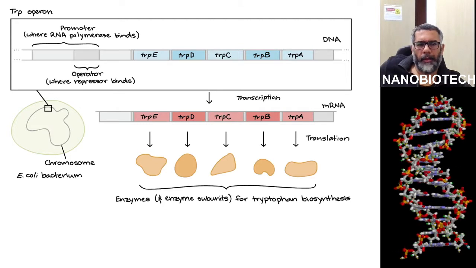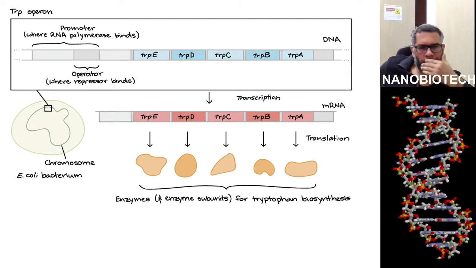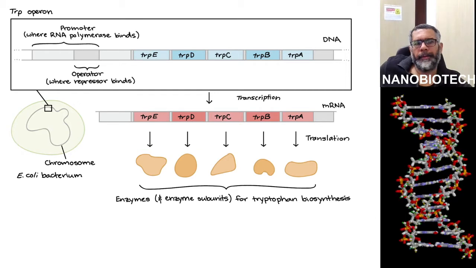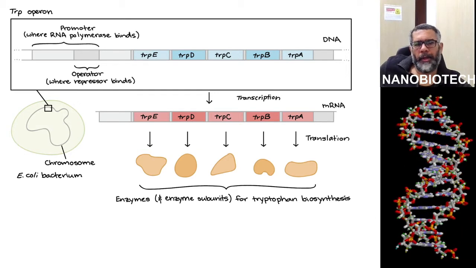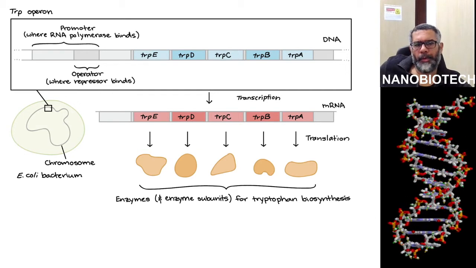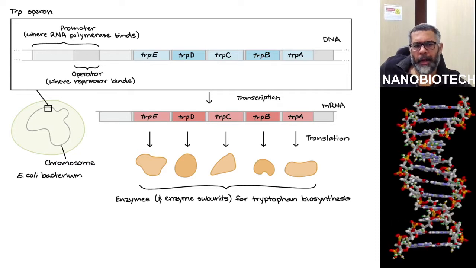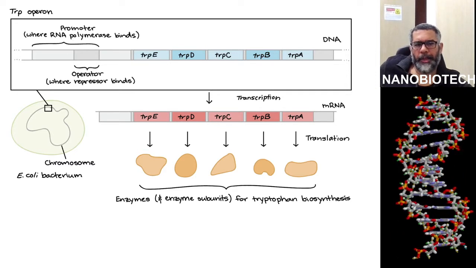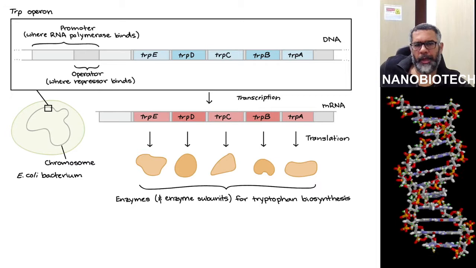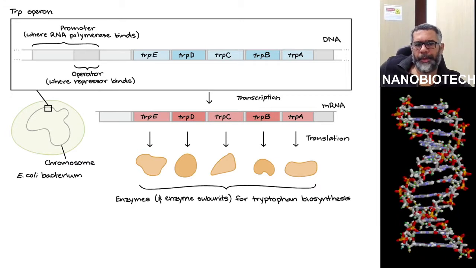These examples illustrate an important point: gene regulation allows bacteria to respond to changes in their environment by altering gene expression and thus changing the set of proteins present in the cell.